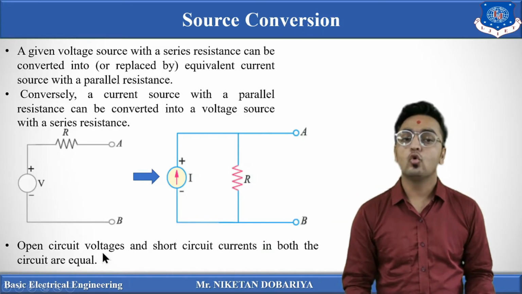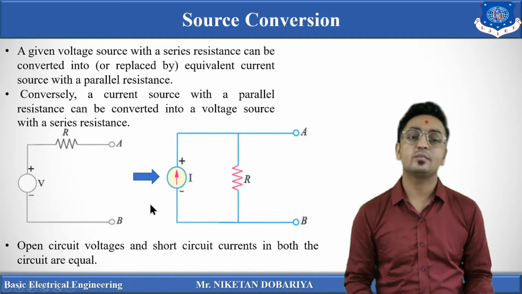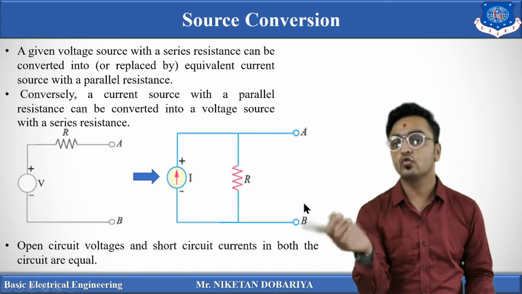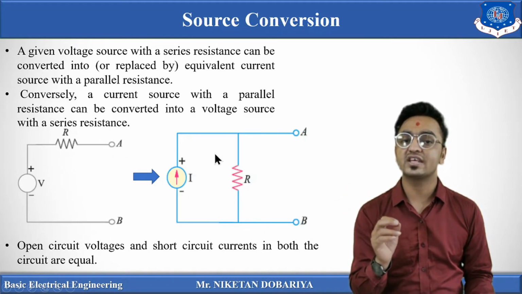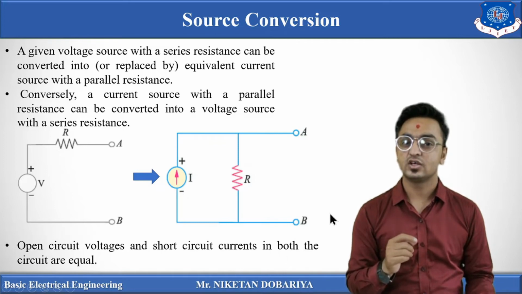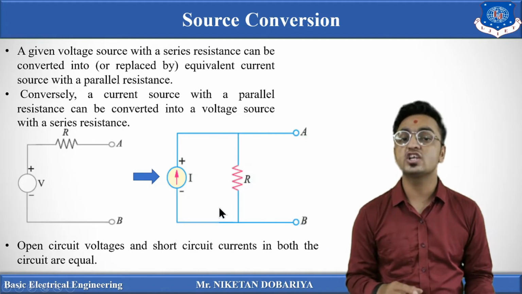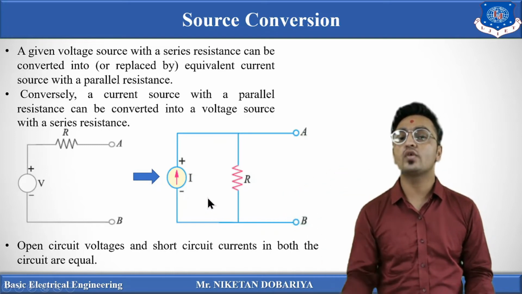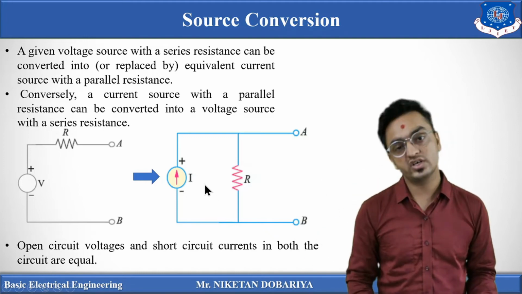First one, open circuit voltage, and second one, short circuit current. In both circuits these should match. That means if we consider this circuit as an open circuit, and again if we consider this as an open circuit, the open circuit voltage should be the same. If we short circuit this branch AB, and again if we short circuit this branch AB, the short circuit current in both cases must be the same. If these two conditions are fulfilled, then and only then can these two be considered equivalent, and in that condition we can convert them into each other.